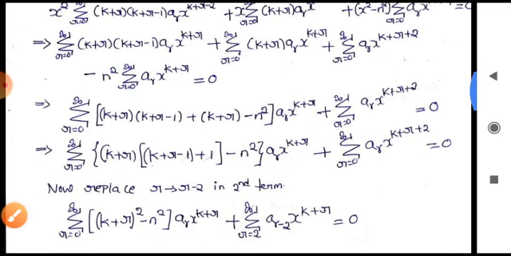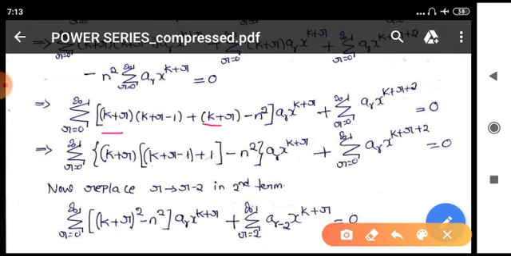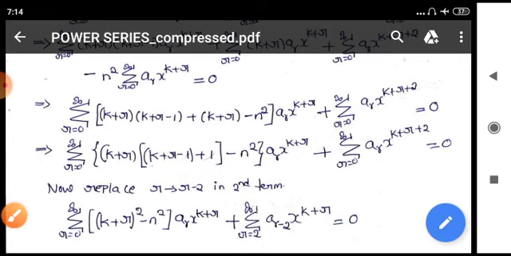That is, if I simplify here, k plus r is common, then it is summation r from 0 to infinity of (k plus r) times (k plus r minus 1, already k plus r is taken out, so plus 1) minus n square. You have to put the brackets carefully. All these things are multiplied by ar x power k plus r, plus the next term summation r from 0 to infinity ar x power k plus r plus 2 equal to 0. Here minus 1 and plus 1 cancel.